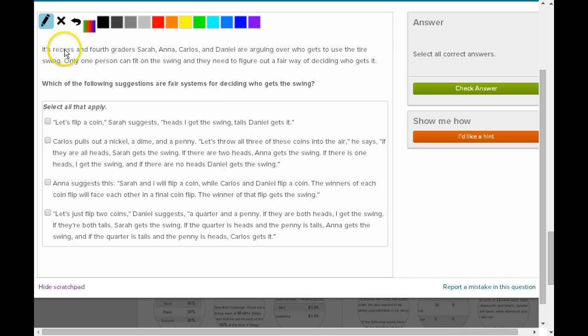We've got the scenario. It's recess and fourth graders Sarah, Anna, Carlos, and Daniel are arguing over who gets to use the tire swing. Only one person can fit on the swing. You figure out a fair way of deciding who gets it. So we have the four of them, right?